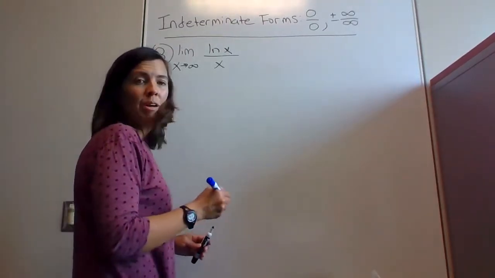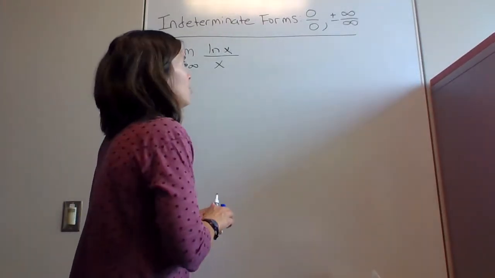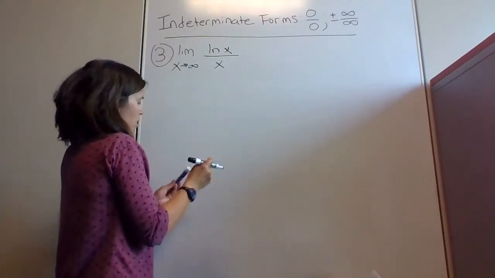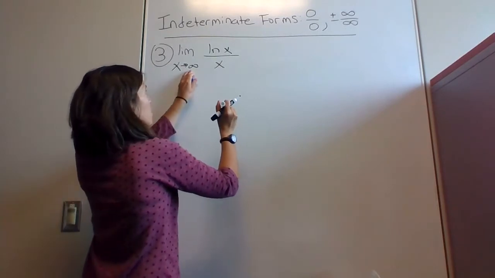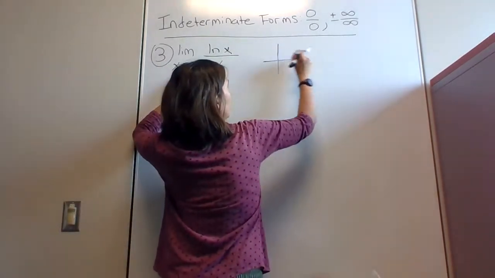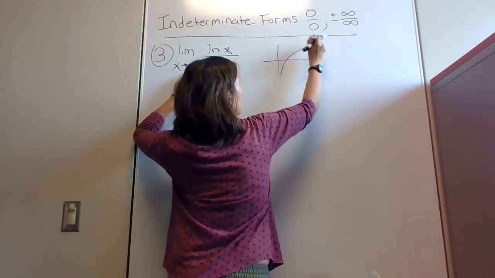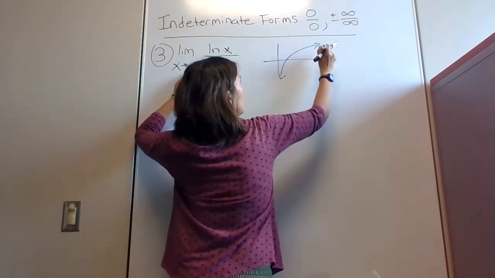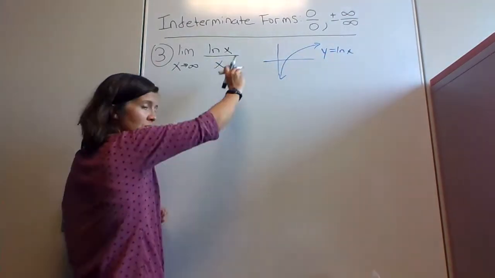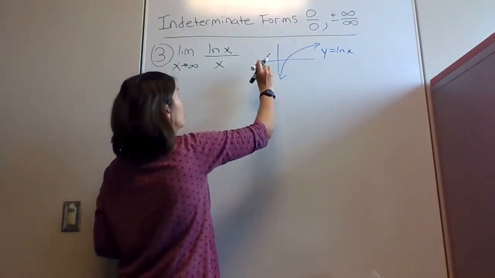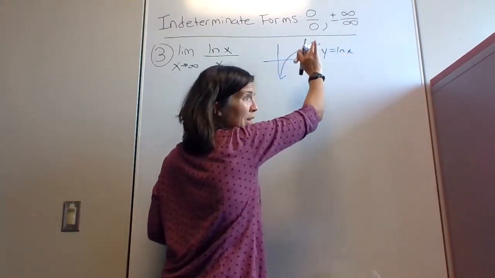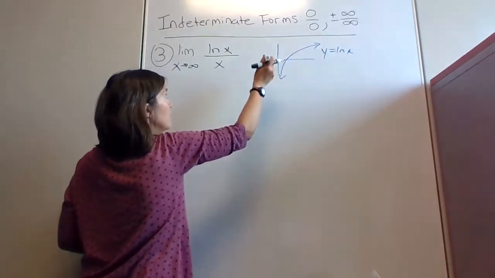I've got a couple more examples for you, sticking to the form 0 over 0 or positive or negative infinity over infinity. So in this case, as x approaches infinity, natural log of x does approach infinity. The graph of y equals natural log of x looks like this. It's an increasing function. It never completely flattens out. So as x approaches infinity, your value of natural log of x is also creeping towards infinity. It is increasing without bound.